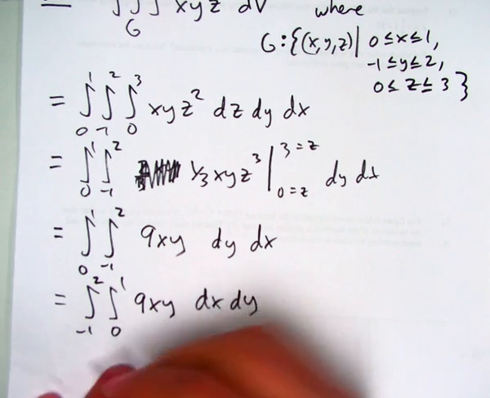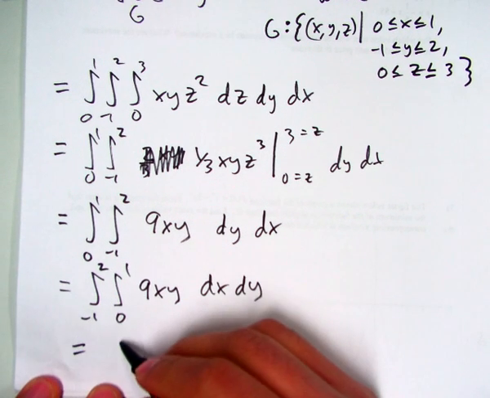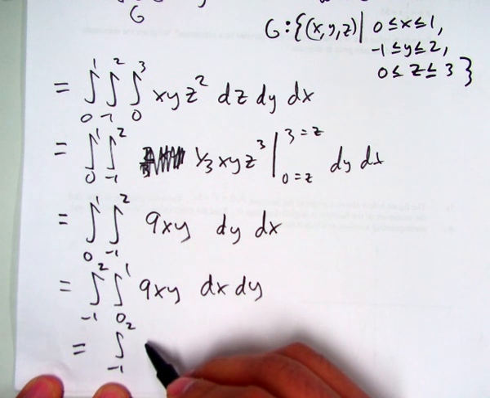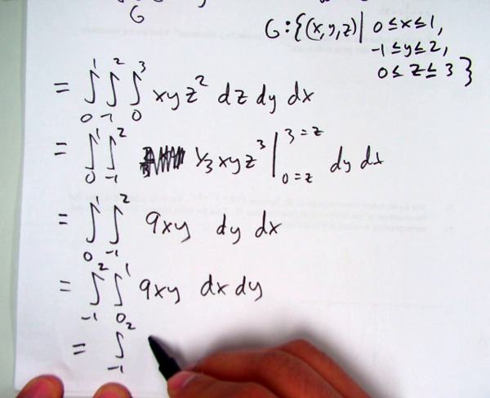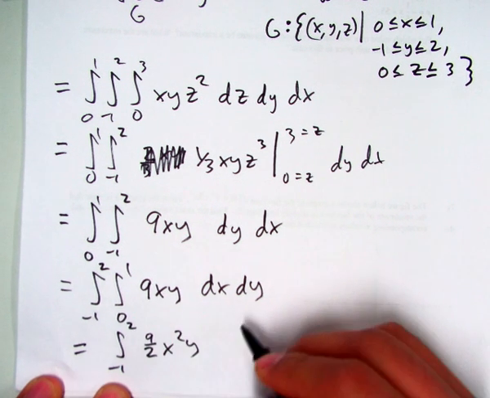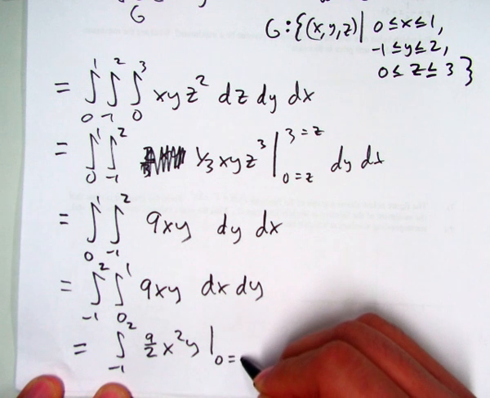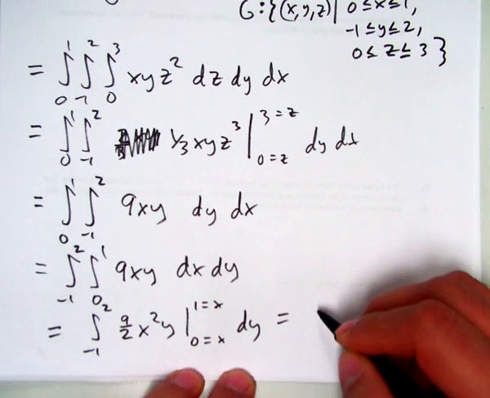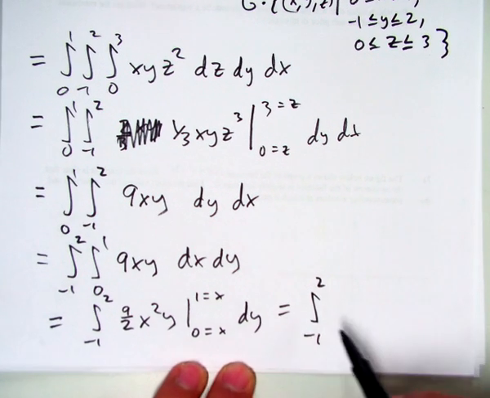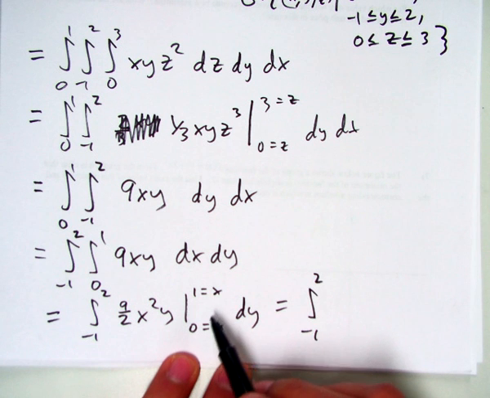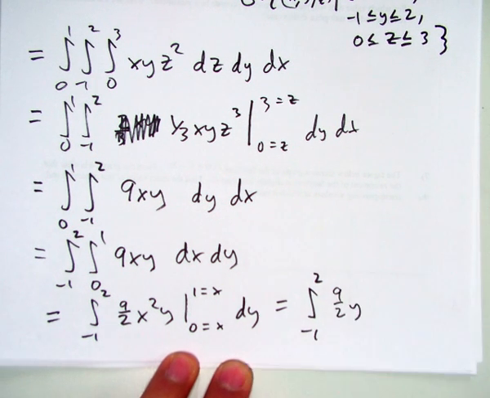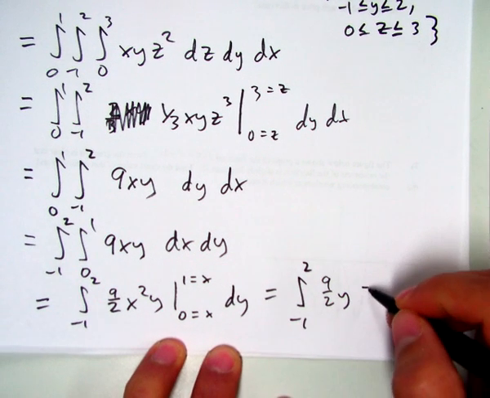So now when we integrate with respect to x, that would be what? 9x squared y from x equals 0 to x equals 1 dy. And again, this is why I chose to switch the order. If I plug in 0, that second term goes away, and now all that's left is 9 over 2 y dy.